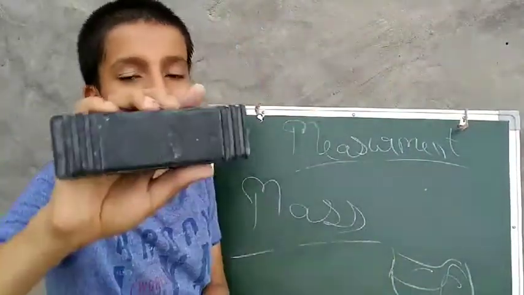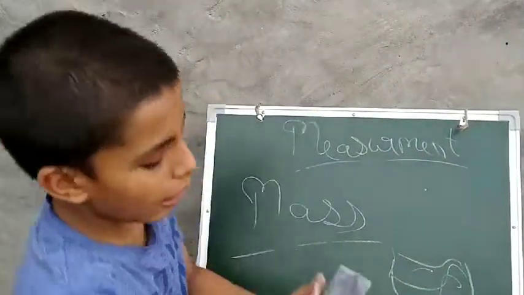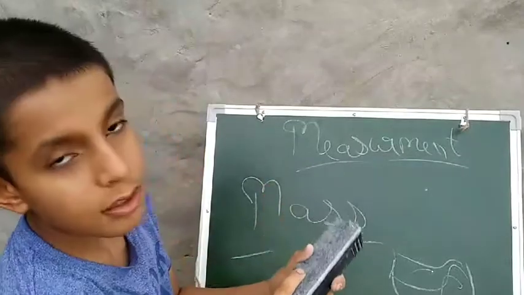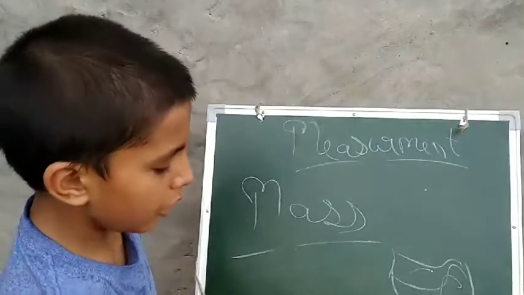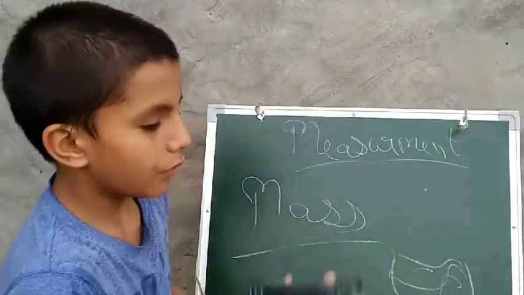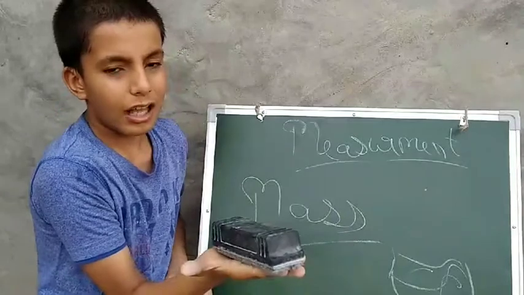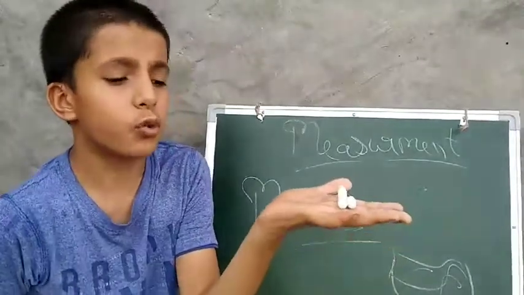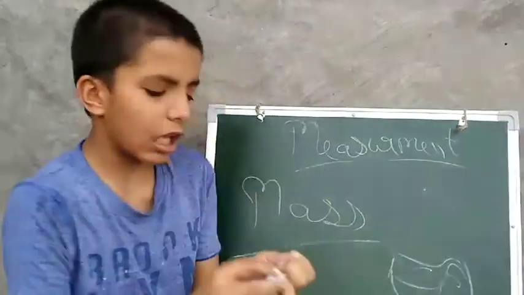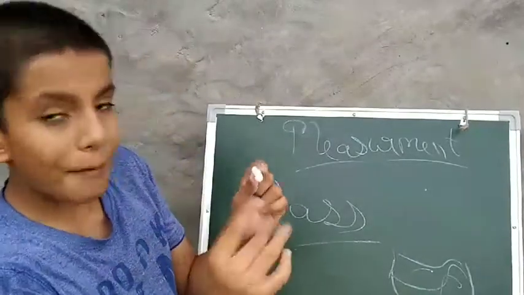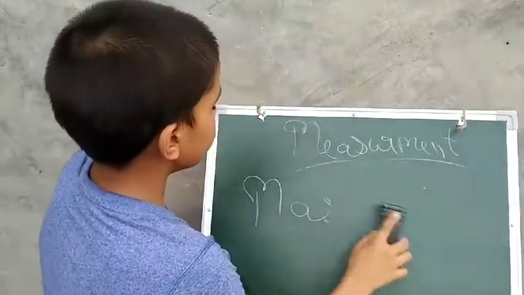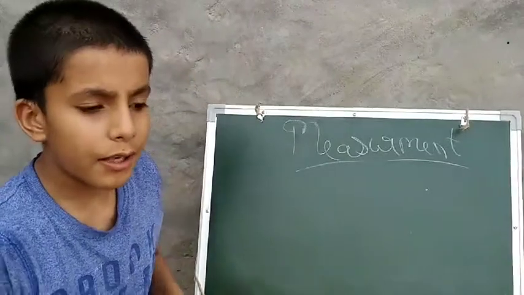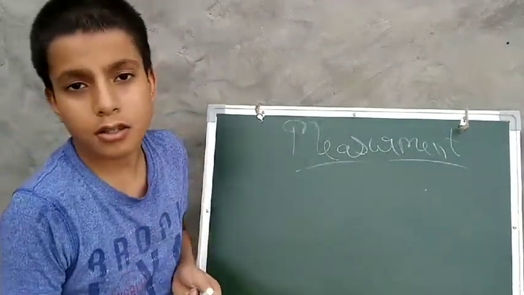The mass that is in this duster. As you can see, this is the mass. And when I feel it, I say that the weight of this duster is lighter or heavier than these two chalks. These chalks also have mass because there is some matter from which they are made. And what is the meaning of weight? Weight is a little bit different from mass.